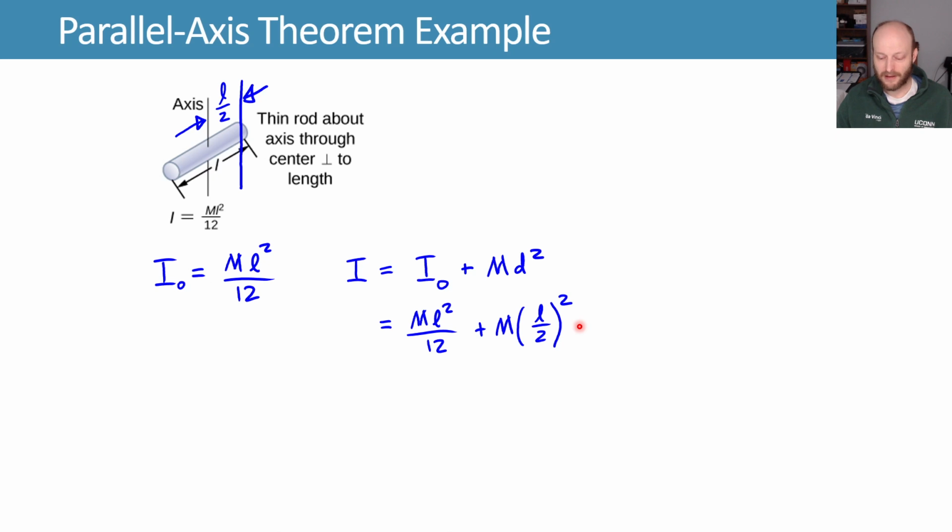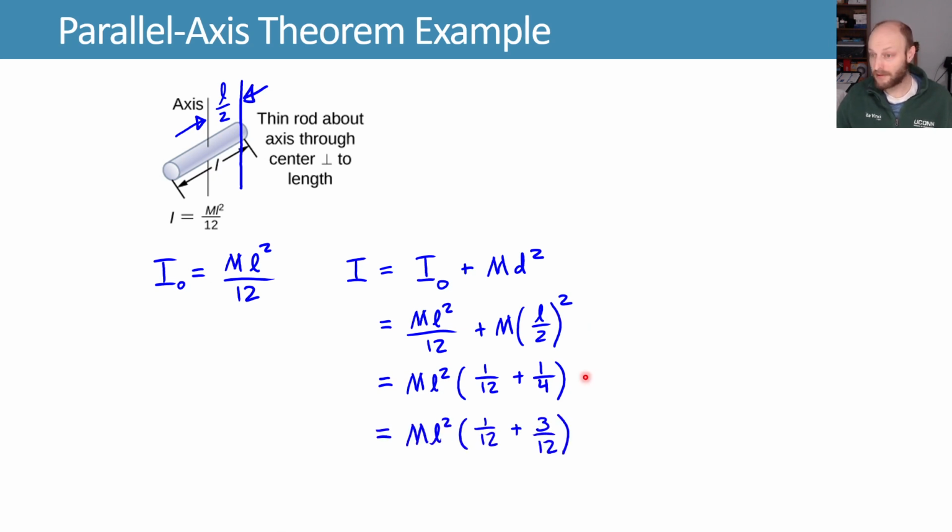We can expand and group, where we end up with ml squared that we can factor out of each term, to get ml squared times the quantity 1/12 plus 1/4. To get common denominator, so we can add those, we get 1/12 plus 3/12, or 4/12, which is equal to 1/3. That leaves us with a final moment of inertia about the new axis at the end of ml squared over 3.